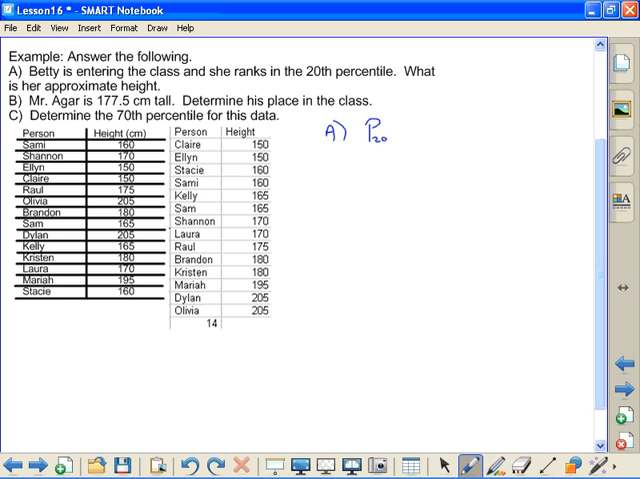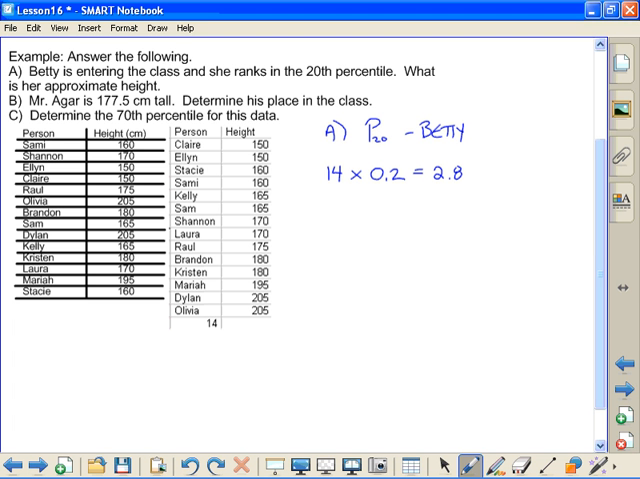So P20, the subscript indicates the percentile for Betty. We know we have 14 people, and we're going to multiply it by 20%. Now remember, when you multiply by a percentage, you multiply by the decimal value. So 14 times 0.2 will give us 2.8.